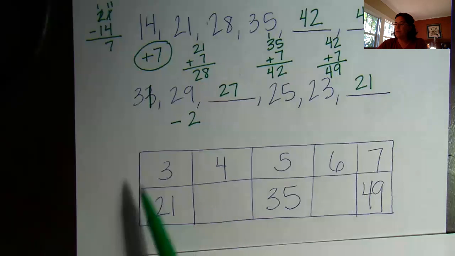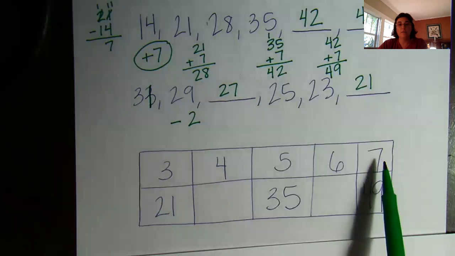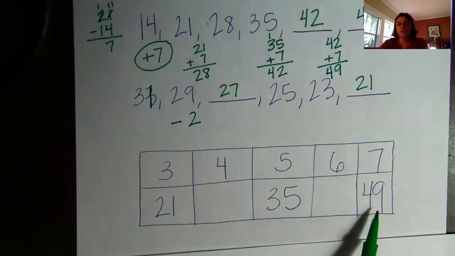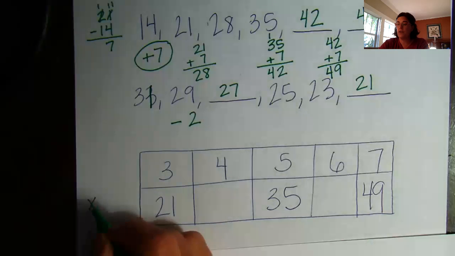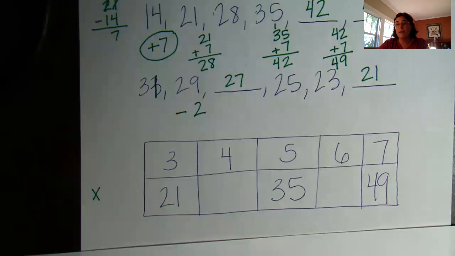So I see a table with numbers. The top row is going up by 1, 3, 4, 5, 6. The bottom one, though, isn't, and we're missing a few numbers. So I see this bottom row, the numbers are getting larger from 21, 35, 49. So am I going to multiply or divide? Very good. If you said multiply, you are correct. We are going to be multiplying in this one because it's getting larger. And remember, when we have patterns, if it gets larger, we're either adding or multiplying.